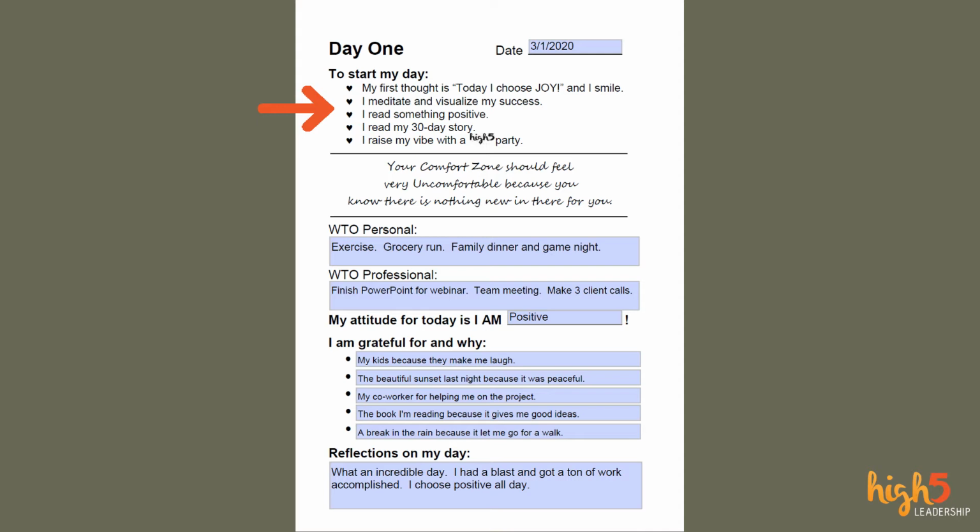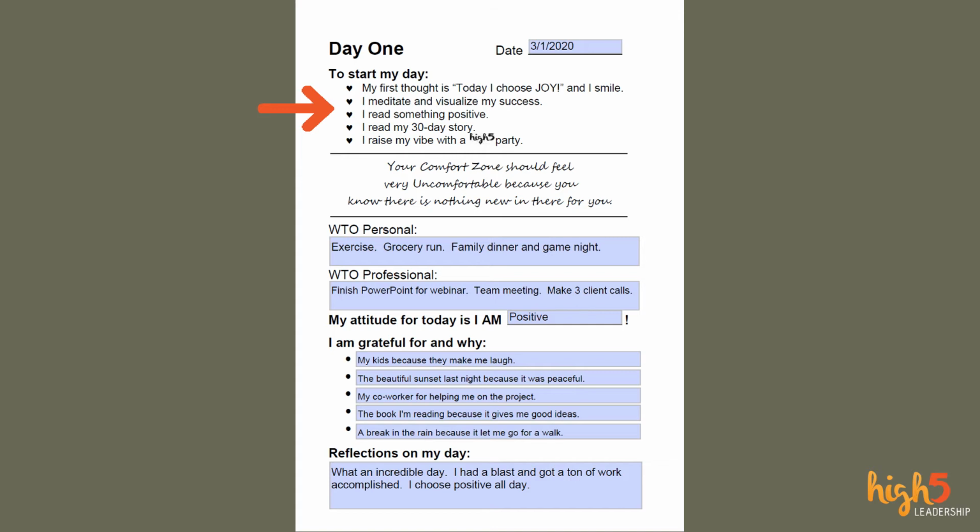Next is I meditate and visualize my success. After that is I read something positive. Again, focused on starting the day with positive. And you'll see that there is a positive quote on each day. Next is I read my 30-day story. So rereading your 30-day story and putting yourself in the energy of having achieved your outcomes.